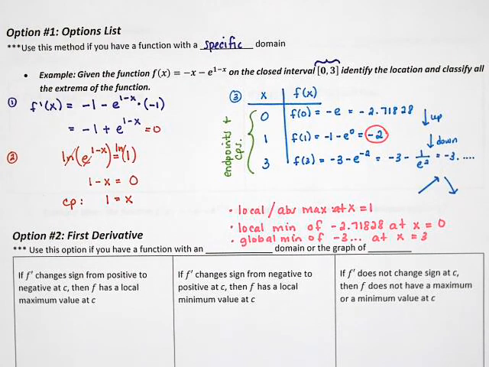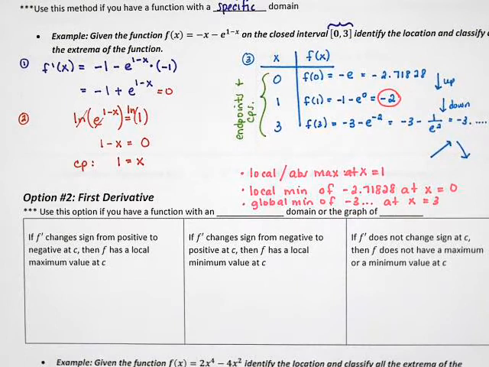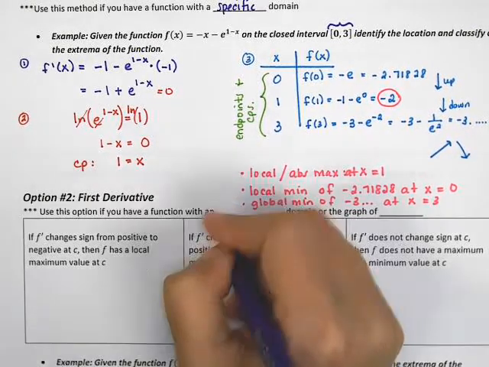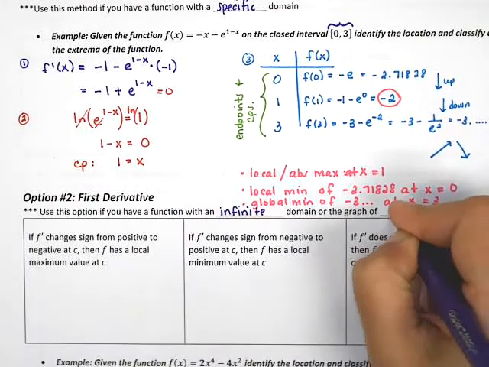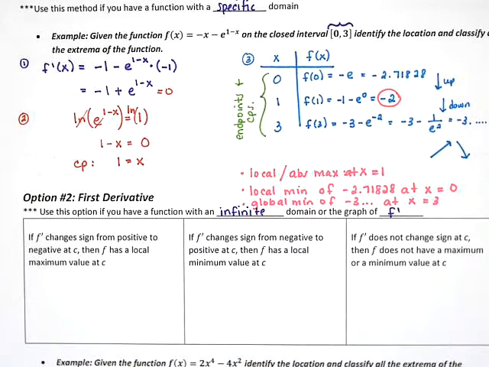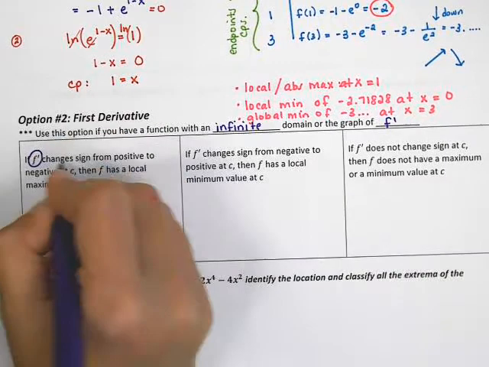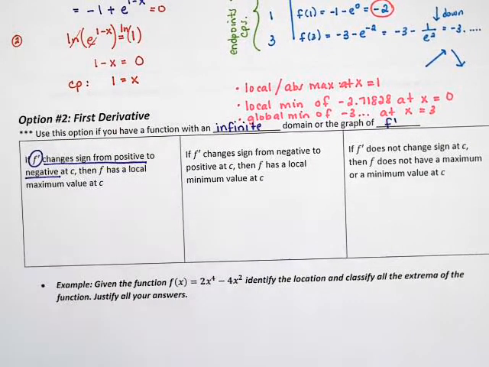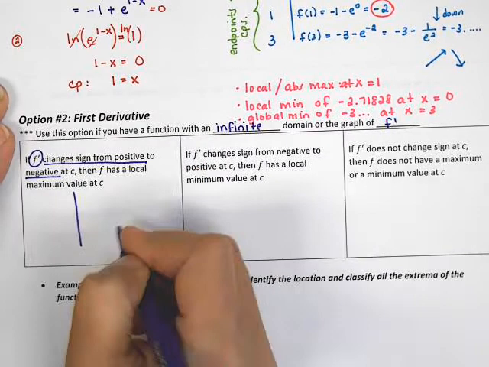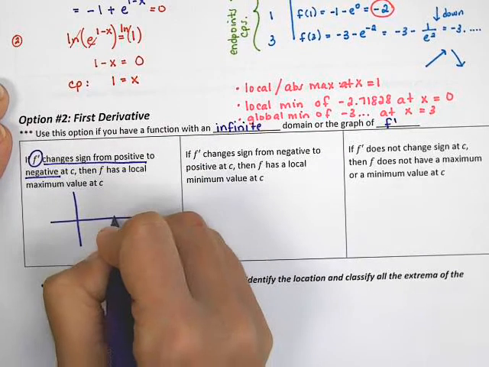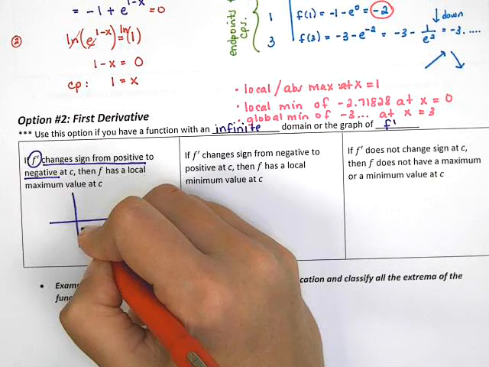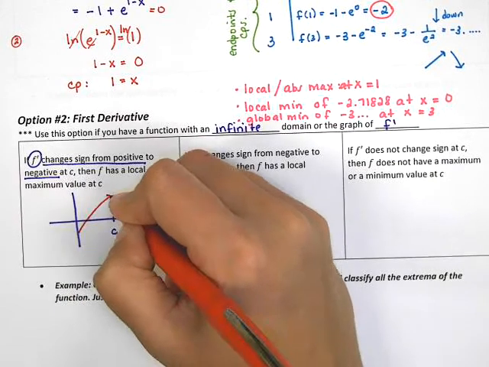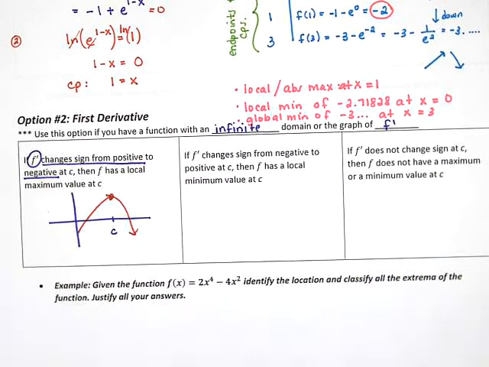Option number 2 is to look at the first derivative. You're going to use this option when there's a function with an infinite domain, or if you have the graph of f prime. So here's what this says. This says that if f prime changes sign from positive to negative at a specific x value, then f has a local max. So let's say we pick this c value. If f prime, which means the slope, changes from uphill to downhill at this number, there must be a max there.